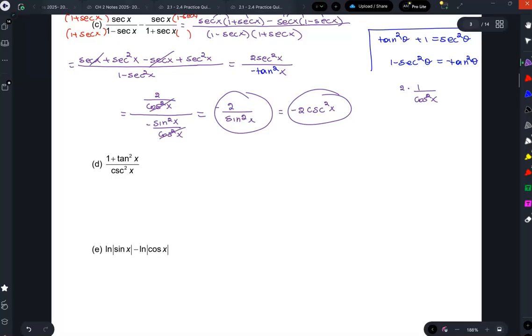Okay, let's do this one. Wait, which one do you want us to use? Either one of these is okay.